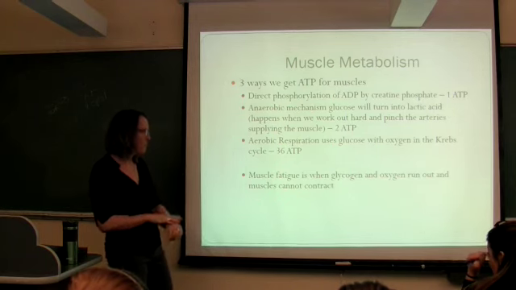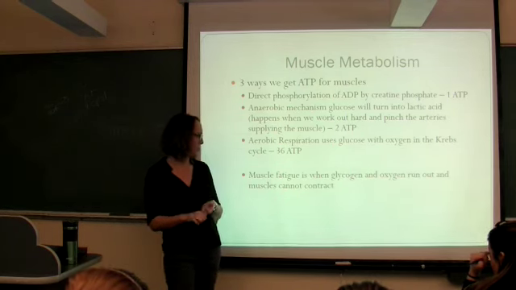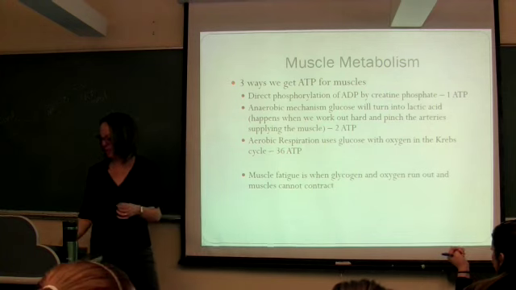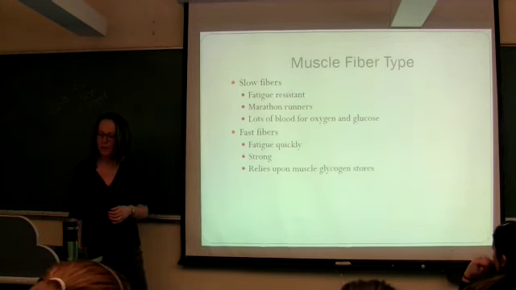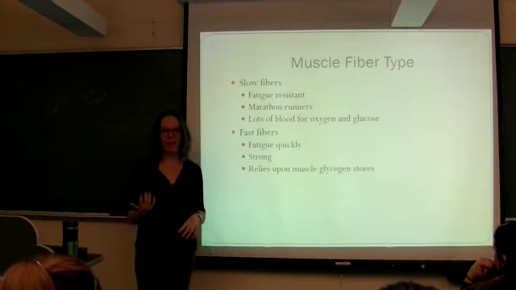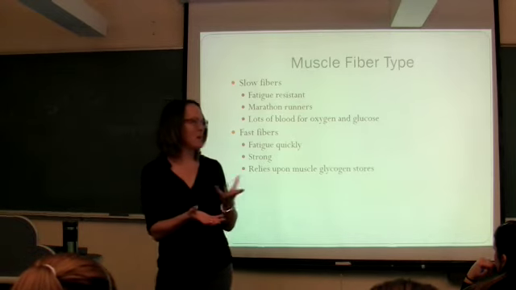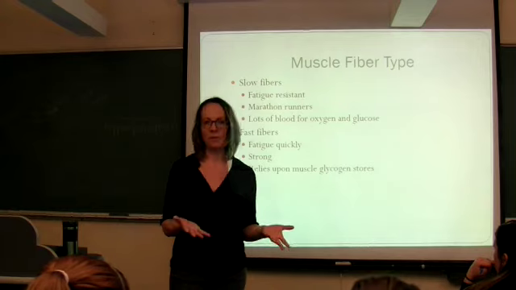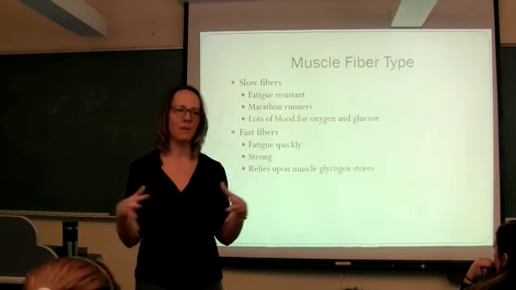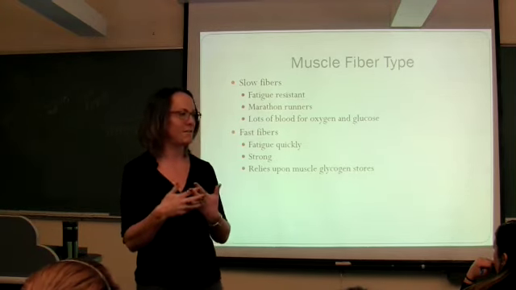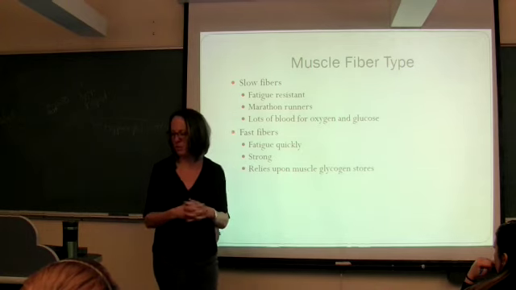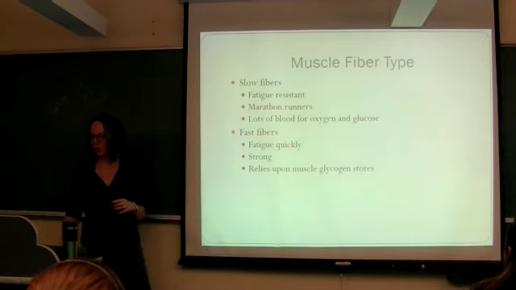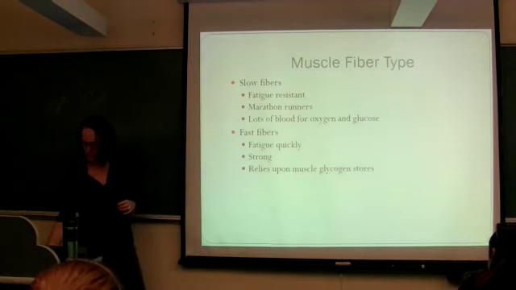Muscle fatigue will happen when glycogen and oxygen run out. Obviously, you don't have energy to make those muscles contract. We have slow fibers, we have fast fibers, and we have a mix of them. That's why some people are really good at sprinting, and some people are really good at heavy weightlifting. It's a mix of these slow versus fast fibers. Their descriptions are right there. I'll let you read through those on your own.